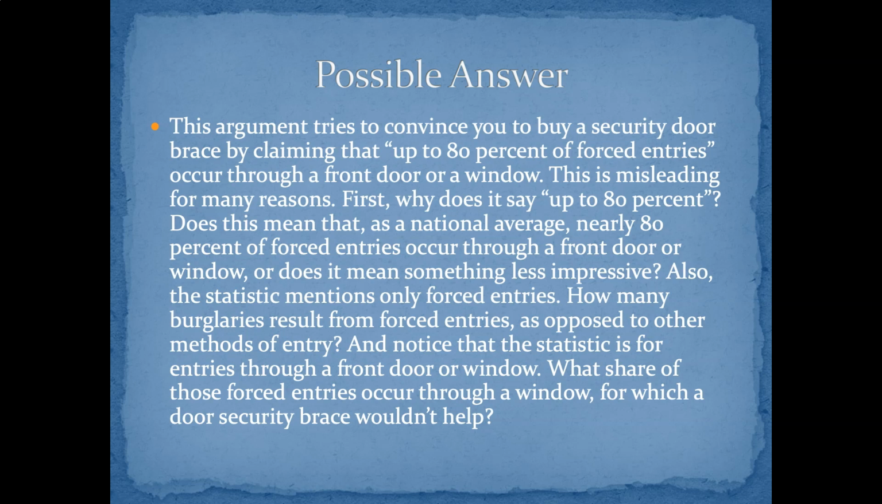First, why does it say up to 80%? Does this mean that as a national average, nearly 80% of forced entries occur through the front door or window? Or does it mean something less impressive?